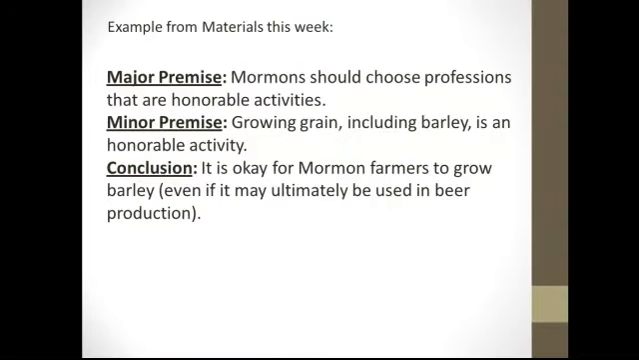All right, an example from this week's materials. We give you this enthymeme in the materials. Major premise, and it's in syllogistic form, remember: Mormons should choose professions that are honorable activities. The minor premise: growing grain, including barley, is an honorable activity. The conclusion: it's okay for Mormon farmers to grow barley. That's the conclusion. We gave you this. We told you it was an enthymeme, and it is, but it's in syllogistic form.